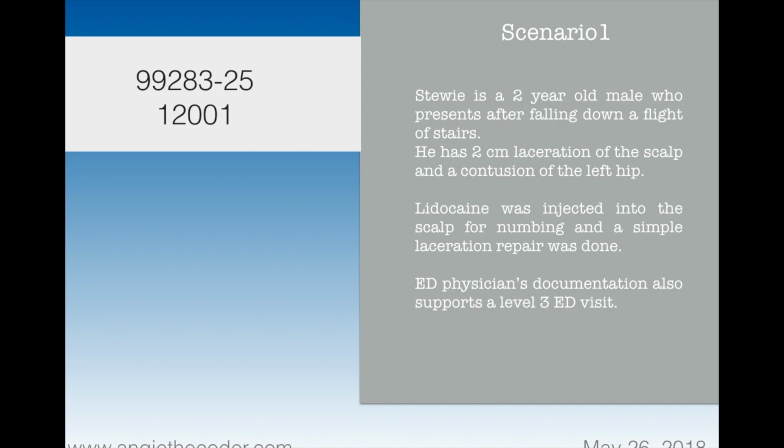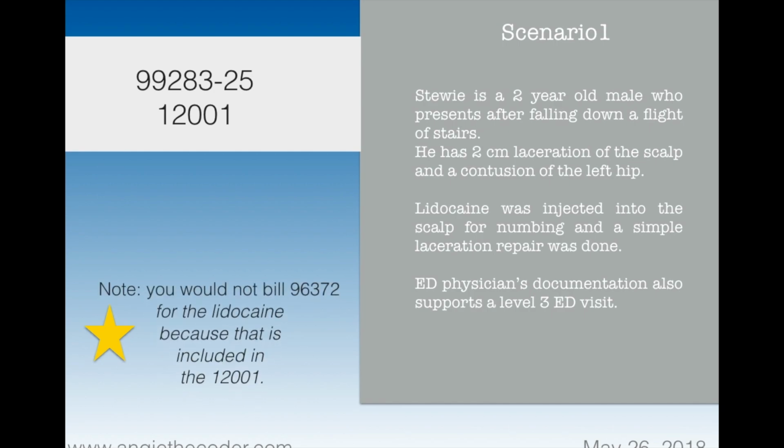And we mentioned the fact that the lidocaine was injected into the scalp to numb. Some people might say, well, Angie, why can't you bill the 96372 for injecting the lidocaine? And it's because that is bundled into the 12001. You do not get to bill administration of local anesthetic by the physician who did the repair. So that's in some of that CCI stuff that I told you guys about. It's also just, as you learn to code, these are things that you're taught in your coding. So that's scenario number 1.